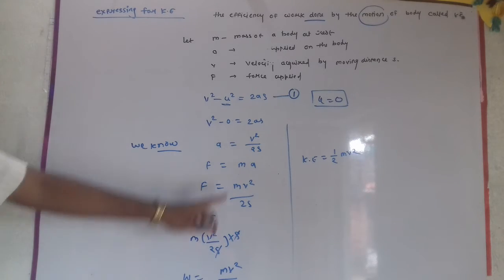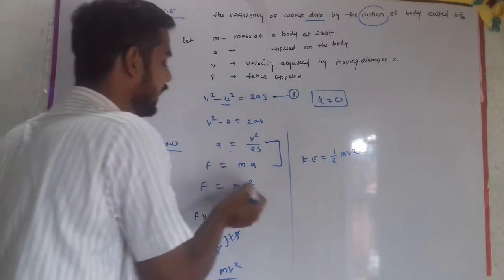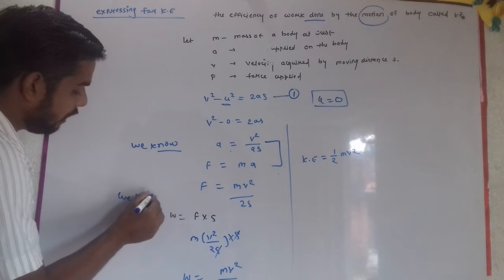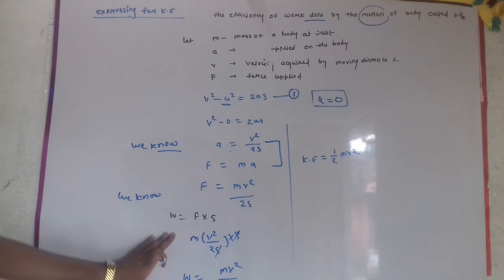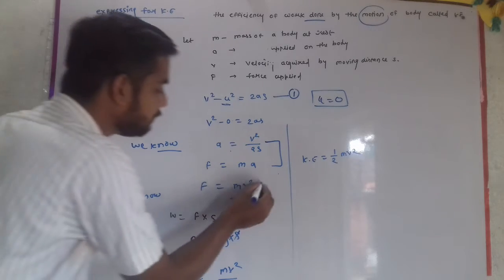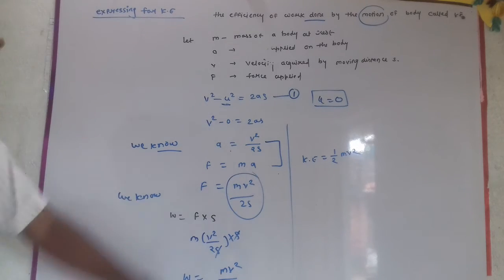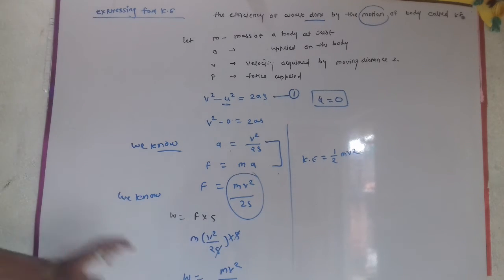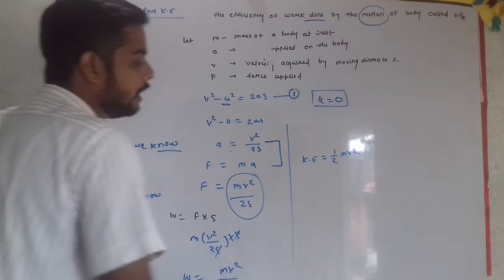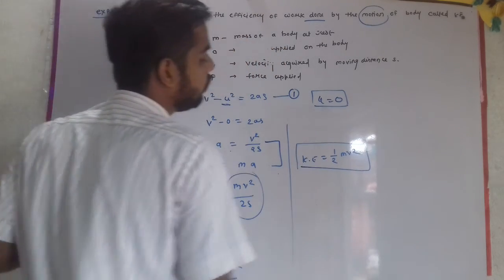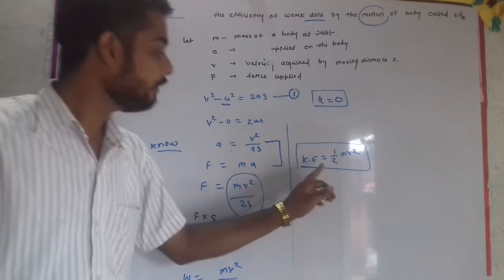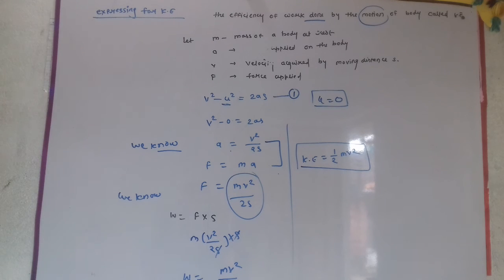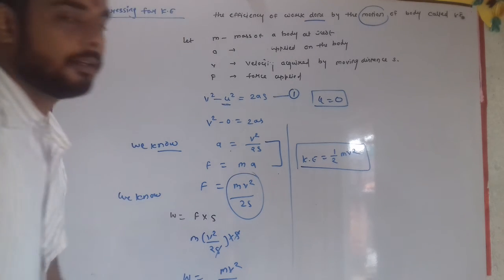We know that force equals mass into acceleration. Here we put the value of a: F equals m V square upon 2s. Also by the definition of work, W equals force into displacement. Displacement is s, so W equals m V square upon 2s multiplied by s. The s cancels, and we get W equals half mV square, that is our kinetic energy, K equals half mV square. That means the capacity of doing work by motion is called kinetic energy. Thank you. Try to solve this kind of question by yourself.